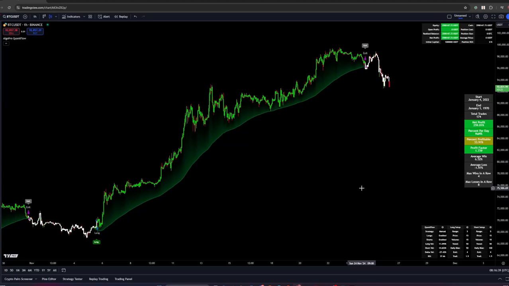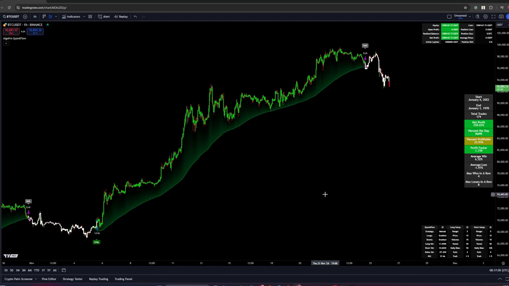Hi guys, so today we'll be going over our newest tool, the AlgoPro QuantFlow. Now this is a strategy bot. What this is designed for is swing trading on mid to high time frames. We're looking to capture big moves in the market while limiting our downside.